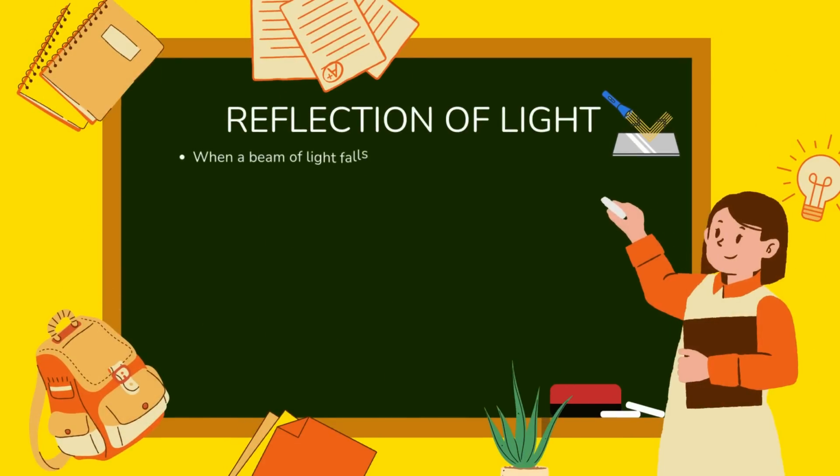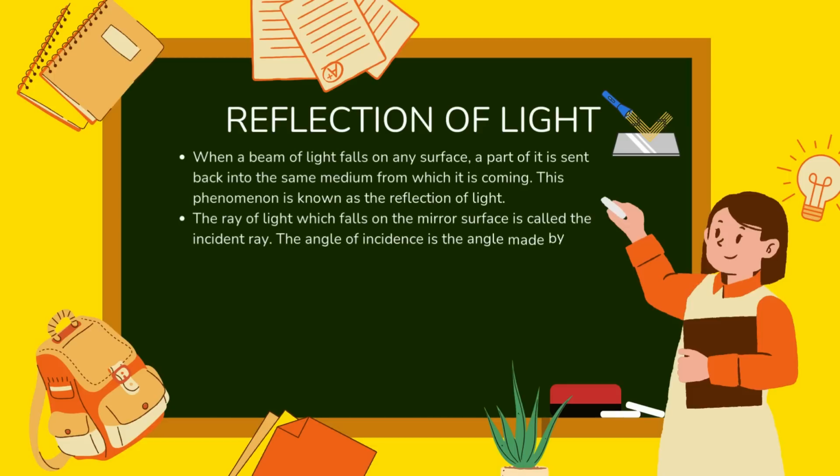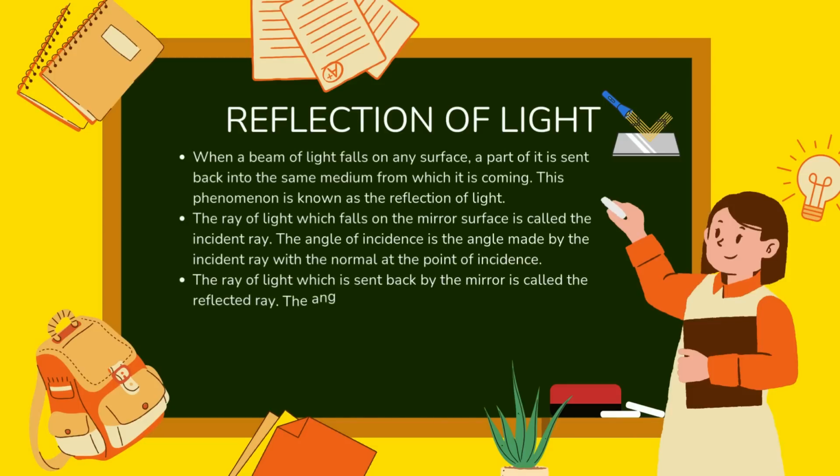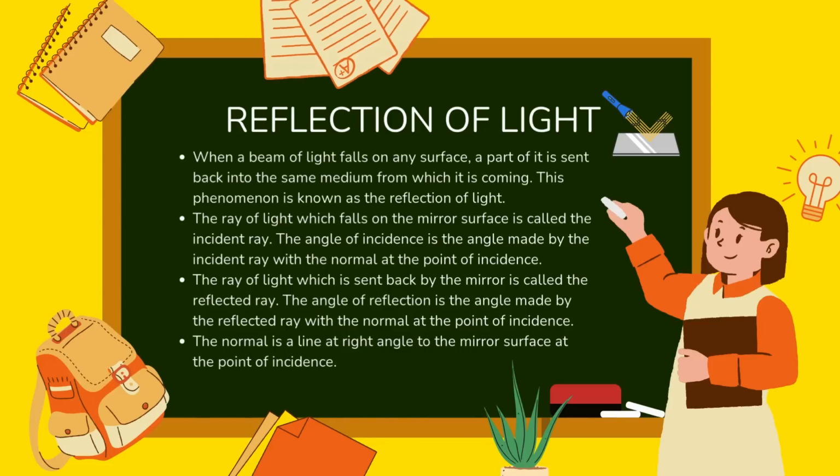Reflection of light. When a beam of light falls on any surface, a part of it is sent back into the same medium from which it is coming. This phenomenon is known as the reflection of light. The ray of light which falls on the mirror surface is called the incident ray. The angle of incidence is the angle made by the incident ray with the normal at the point of incidence. The ray of light which is sent back by the mirror is called the reflected ray. The angle of reflection is the angle made by the reflected ray with the normal at the point of incidence. The normal is a line at right angle to the mirror surface at the point of incidence.